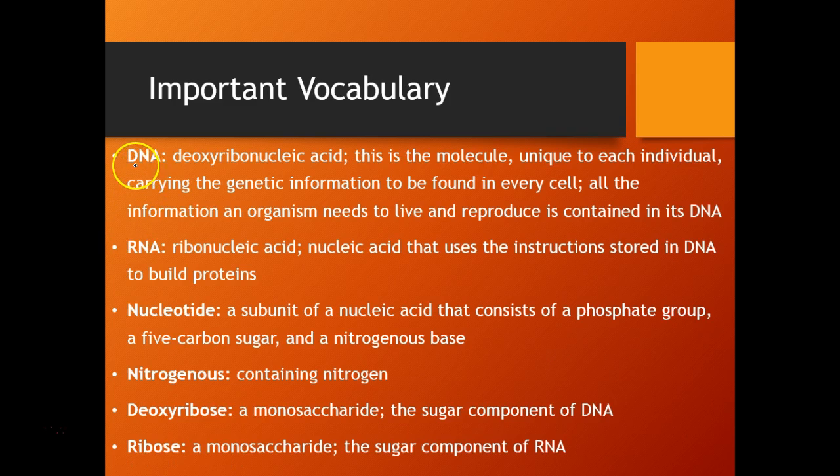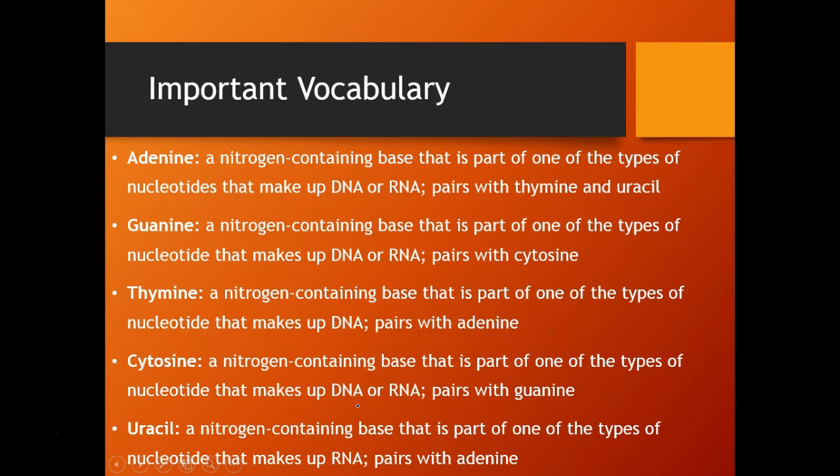Okay, so some important vocabulary that we went over is DNA, RNA, a nucleotide, which is the subunit of a nucleic acid, nitrogenous, which means it contains nitrogen, and we use that word to describe nitrogenous bases, deoxyribose, which is the sugar in DNA, ribose, which is the sugar in RNA. We have the different nitrogenous bases, which are adenine, guanine, thymine, and cytosine. These are all found in DNA. And then we have uracil, which is found in RNA instead of thymine.